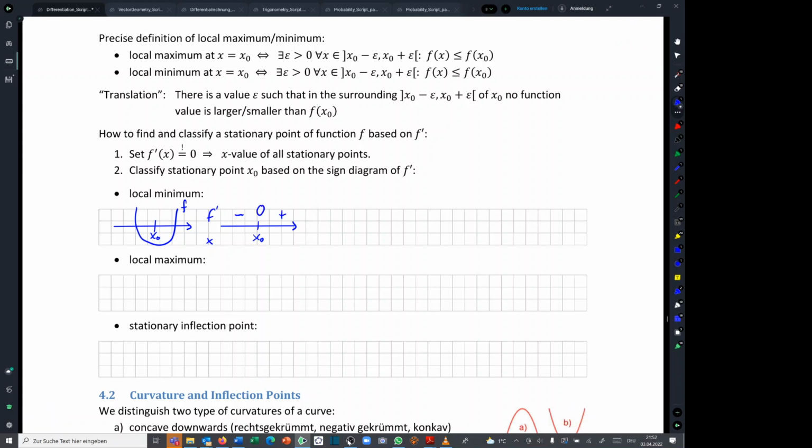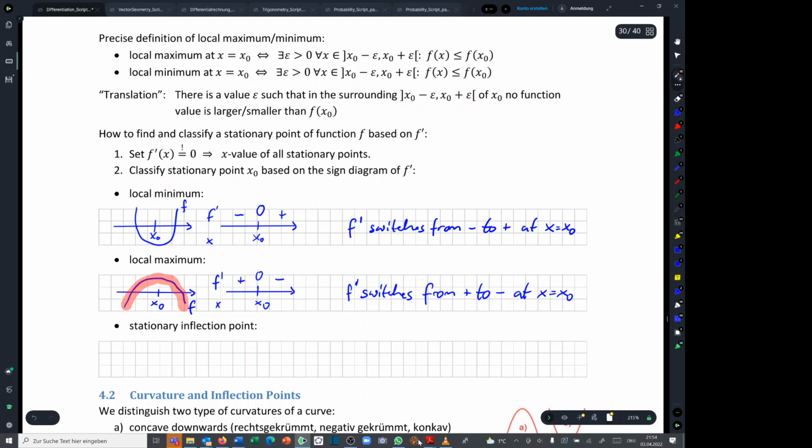So what do we see now? When it's a local minimum, f dash switches from minus to plus at x being x0. Now try the same thing for the local maximum. Do the complete thing, and here comes the result.